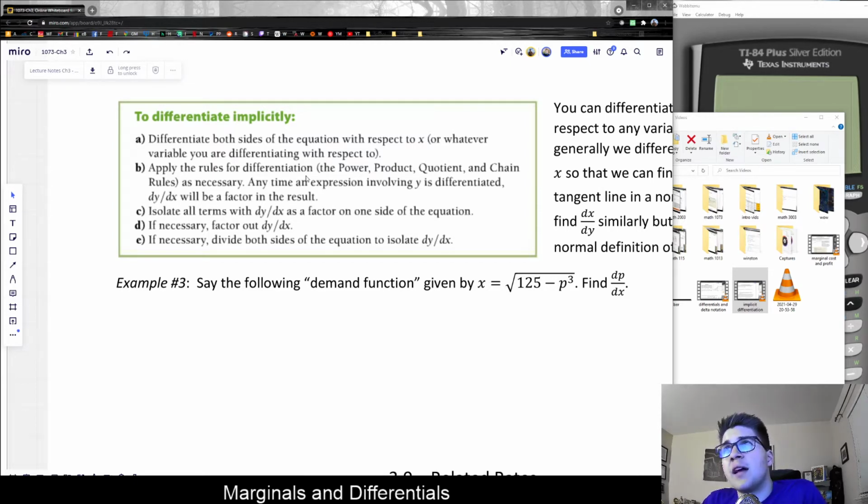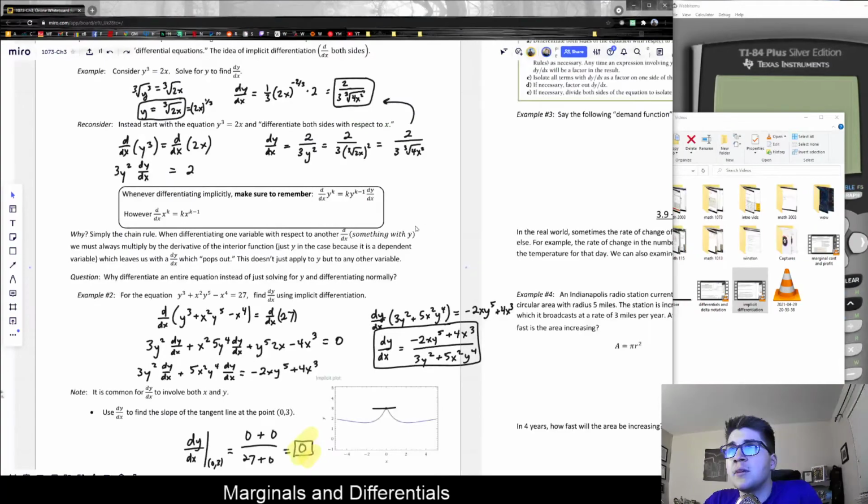Then B, it says to apply the rules for differentiation. Basically, just solve your derivatives as they should be solved. And anytime an expression involving y is differentiated, dy/dx will be a factor in the result. Essentially, that's by the chain rule. Whenever you're doing d/dx of y, you need to have dy/dx because that's what it is. Then step C, isolate all terms with dy/dx on one side of the equation, factor it out, and divide whatever's left. Again, this is exactly what we did over here.